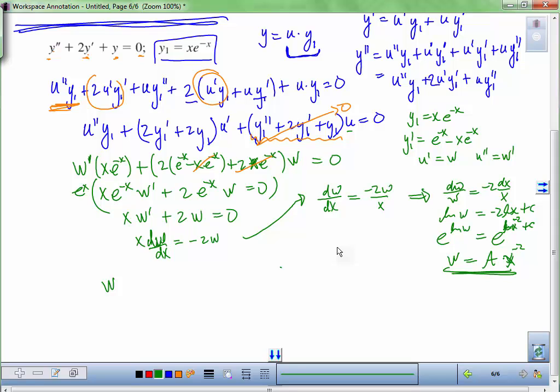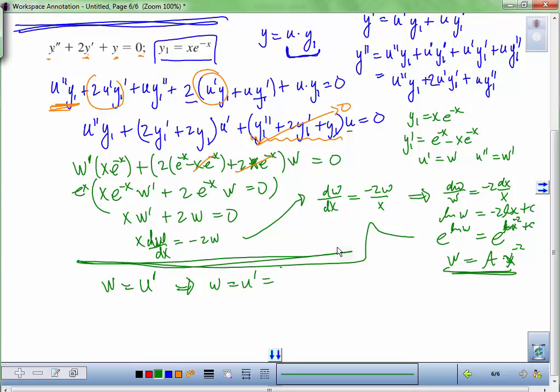So we have to go from w. We said that w is equal to u prime. Right? w is equal to u prime. So again, I'm going to ignore the arbitrary constant here. So w is equal to u prime, which is equal to x to the negative 2. So to find u, what do you need to do? So take the integral, and this would be negative 1 over x.